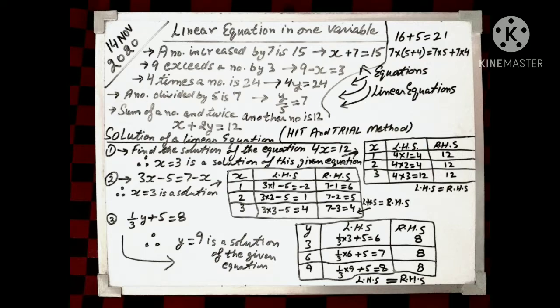Now let us put x = 3. So 3 into 3 minus 5 is equal to 4. This is LHS. And 7 minus 3 is equal to 4. This is RHS. So we say that x = 3 is a solution of the given equation.